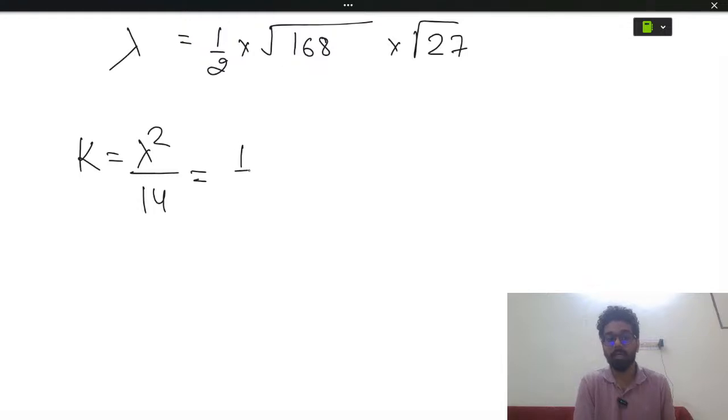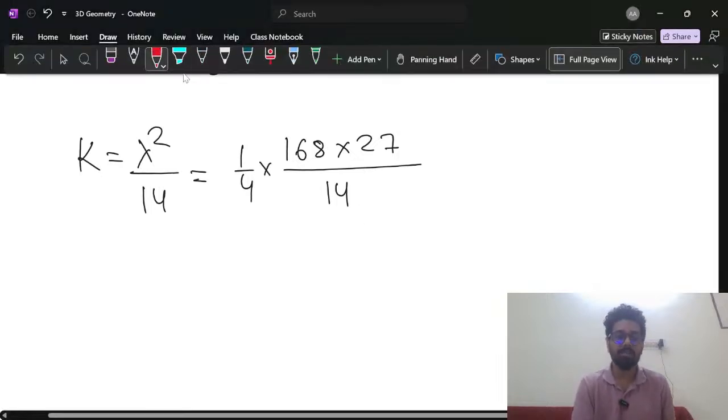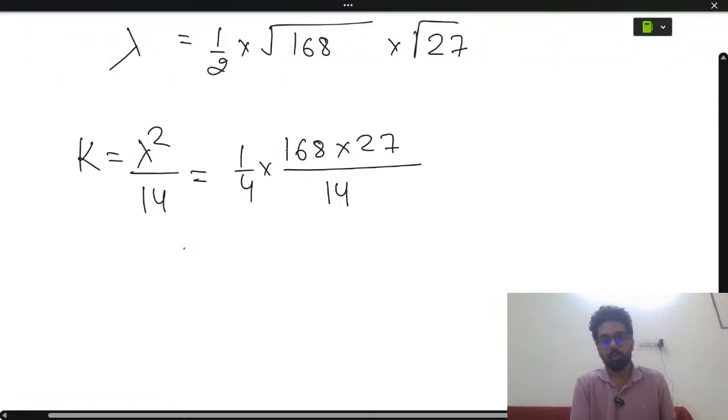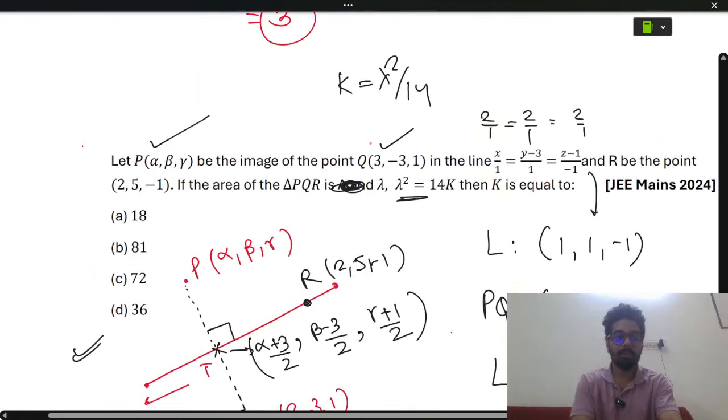If you square, 1 by 2 squared is 1 by 4. Multiply 168 into 27, divide by 14 that we already have. Alright, so I guess then we need a number which is divisible by 7 for sure. So let's divide this by 7. This came out to be 24. 4 into 2 is 8. 24 by 8 is 3. So 27 into 3 is 81. So yes, we are having the answer 81.